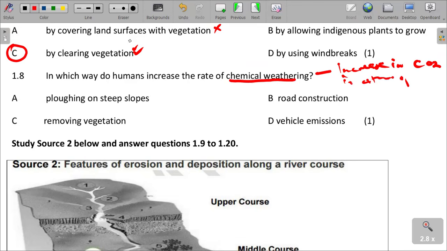An increase in carbon dioxide in the atmosphere is an activity we are referring to. That can be because of vehicle emissions, the carbon gases released from vehicles, and combustion. It results in chemical weathering. So our answer is D.